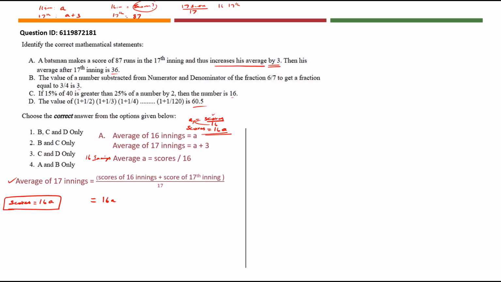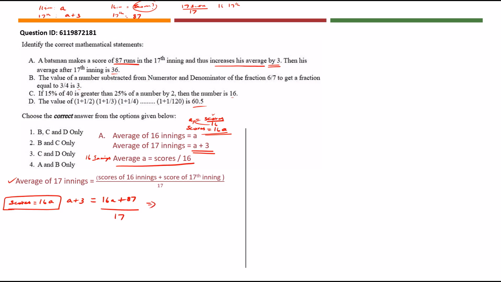Now instead of the scores of 16 innings, we will substitute 16A. So let me write it for clarity here. Scores is equal to 16A. From this formula, we have taken this. What is the score of the 17th inning? It is 87, as given in the question here, divided by 17. What is the average of 17 innings? It is A plus 3. So we have A plus 3 here.